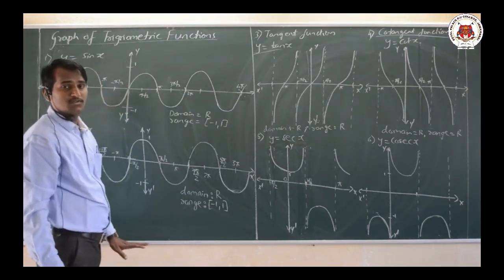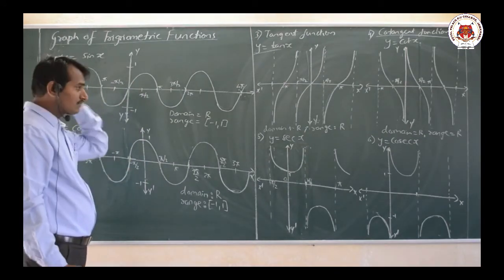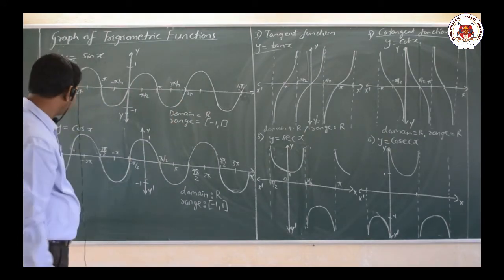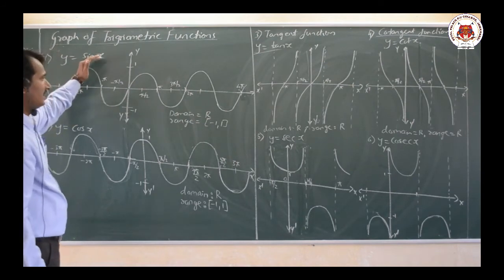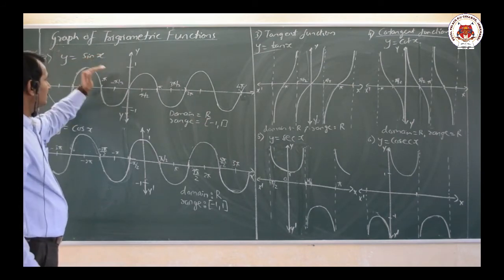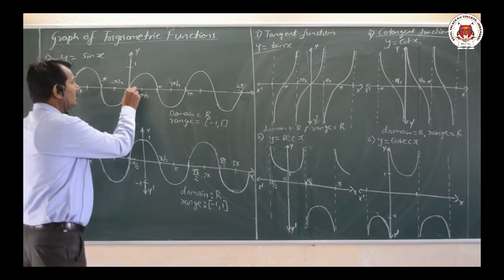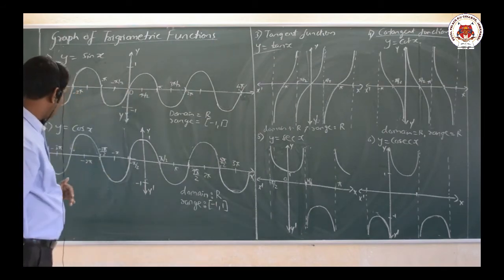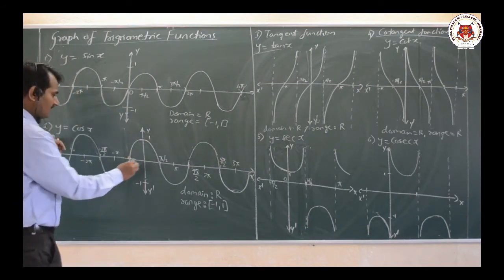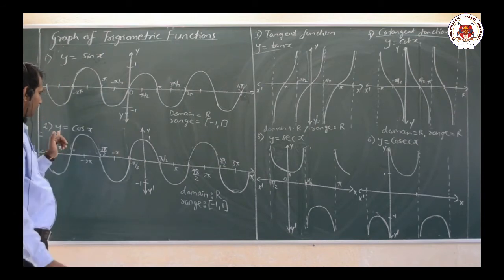What is the range here? The y value lies from minus 1 to 1 here. That is all about our sin x. How to remember the sin x? Sin 0 is 0, that is our 0 here, one thing. Next, afterwards we shall come back to our cos x. Here is the graph of cos x, y is equal to cos x.